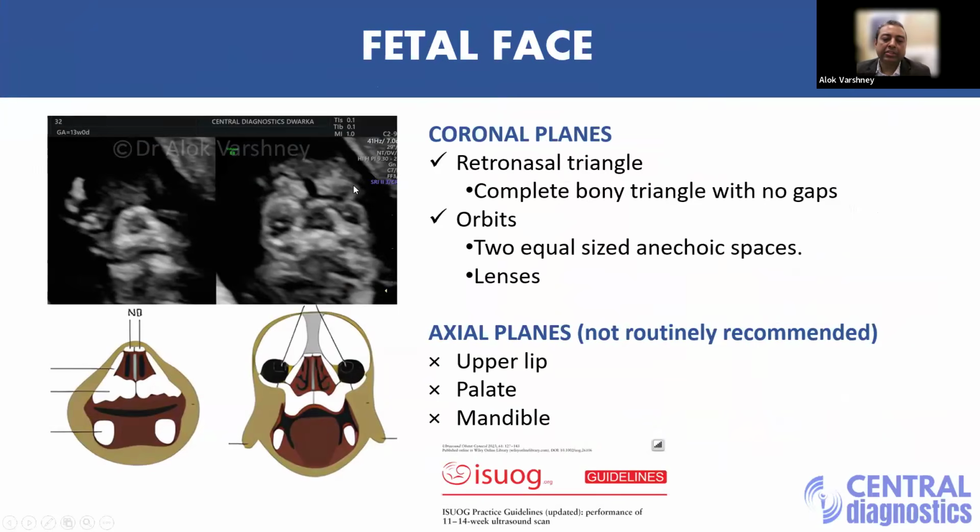acquire a plane which delineates the orbits. So the orbits, they should be 2 equal-sized anechoic spaces. And if possible, we can also look for the lenses, which we can see as dots in the orbits.